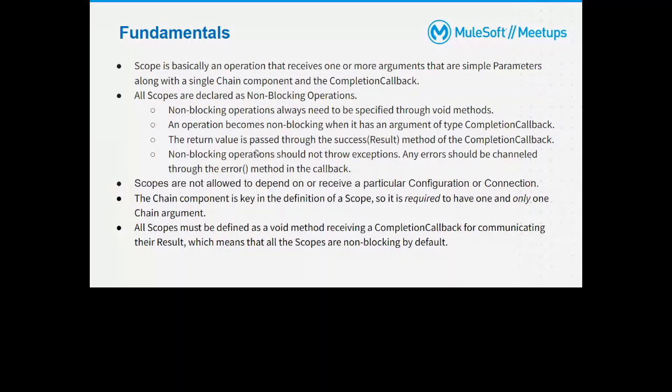Scopes are not allowed to depend on or receive a particular configuration or connection. So we don't expect the scope to have any kind of configuration or connection inside it. How can we see this? For example, the HTTP connector.